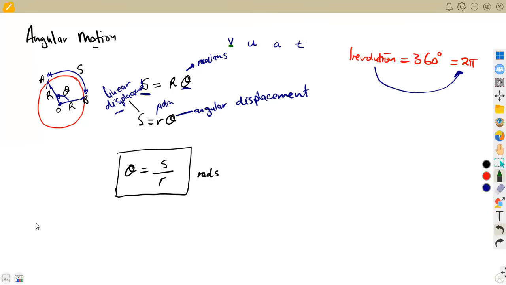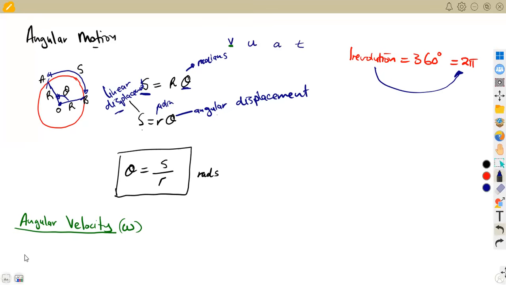Here we are going to be talking of velocity, but it will be referred to as the angular velocity. We no longer have the linear velocity concept. We'll be talking of the angular velocity, which is given as omega in this case. If this is velocity, as we know, velocity is displacement over time. So it will be angular displacement over time.